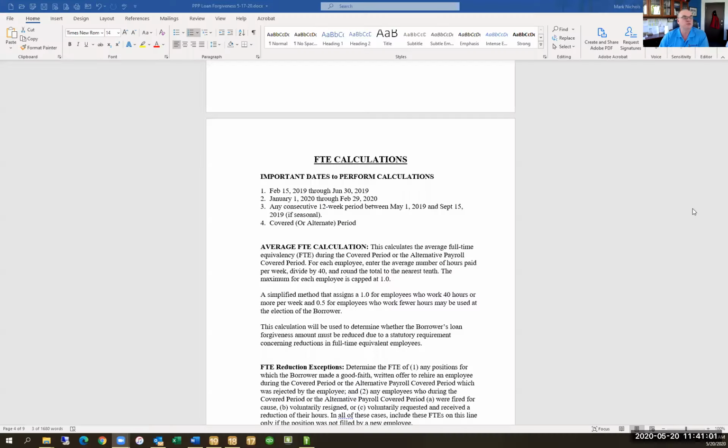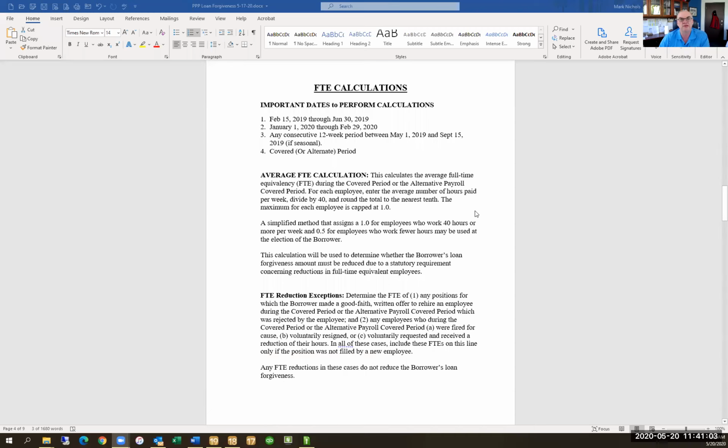I'm going to bring up my trusted outline, which, as I've said before, is on our website, so you can refer back to it at any time. Now, as I said at the beginning, this calculation is used to determine whether the borrower's loan forgiveness amount must be reduced to a statutory requirement, okay?